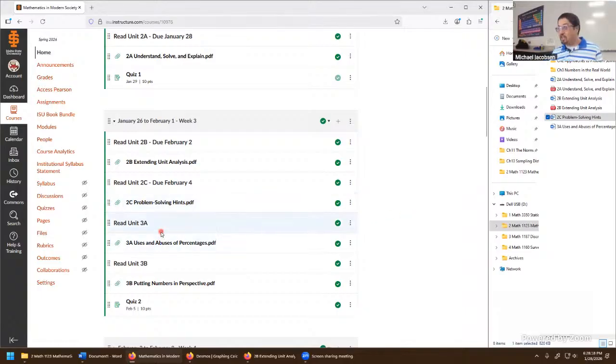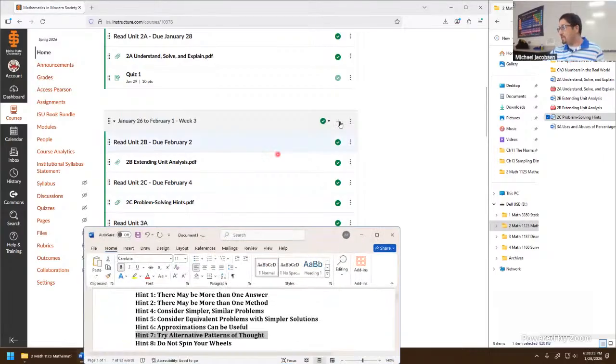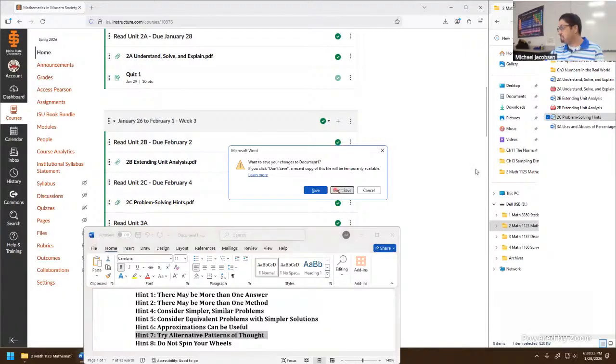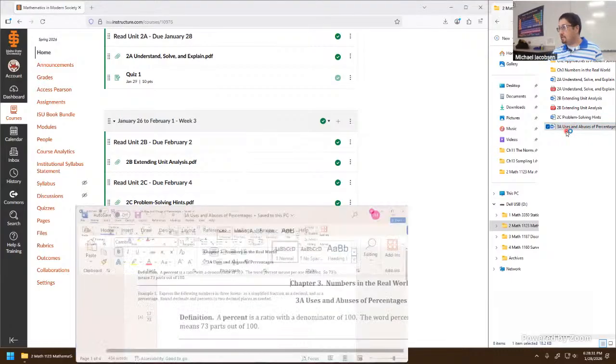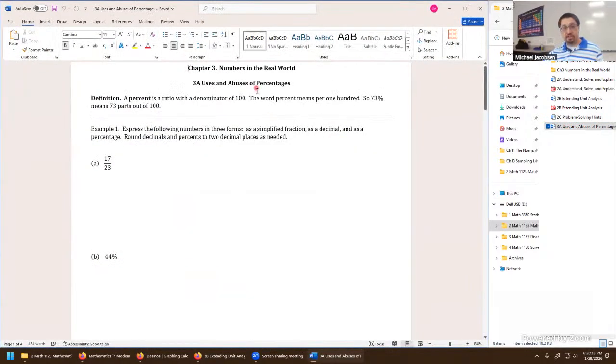Well, we're moving on to the next chapter. Unit 3A is uses and abuses of percentages. Let me just tidy up these documents. So here's how chapter 3 goes. We'll be doing a lot with percentages in these sections as we're going from section to section. The overall context is numbers in the real world, but percentages in some sense are a great key to start looking into different kinds of interesting numbers we're going to come up with.